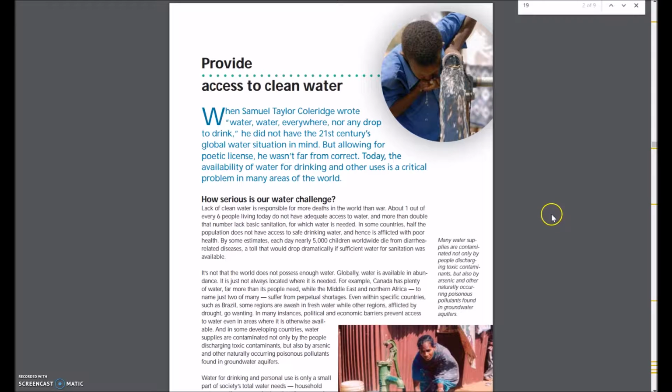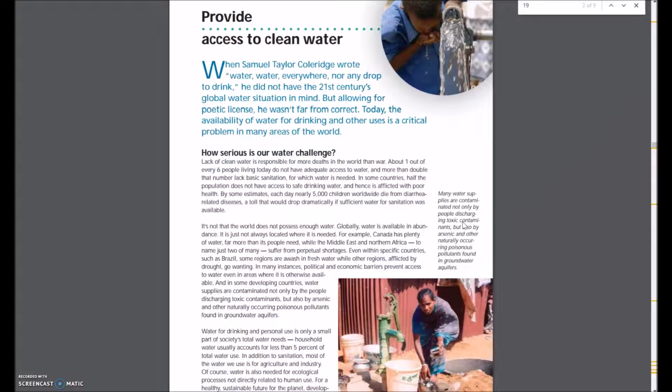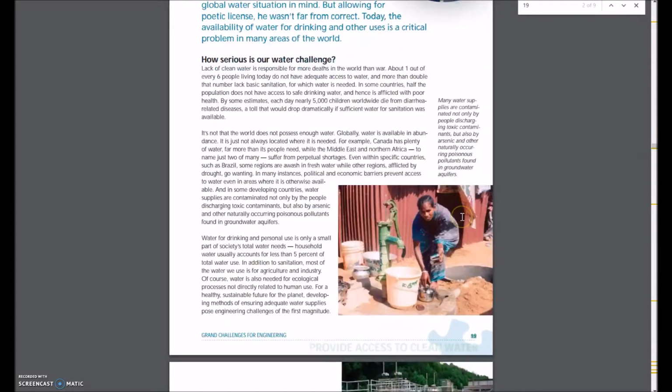In terms of issues related to unclean water, there are many diseases that are correlated to diarrhea. And water is usually very abundant, but location is the biggest issue. To put water consumption in perspective, household water usually accounts for less than 5% of total water used. Also, most of the water consumption is used in agriculture and industry.